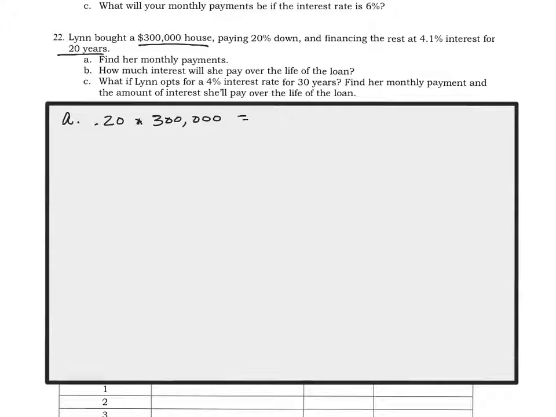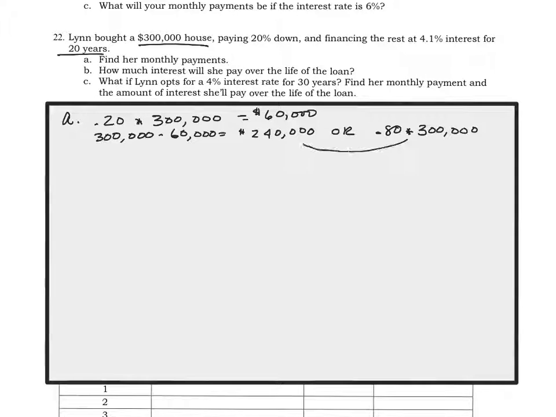Okay, and we get 60,000. And we subtract that from the 300,000. That gives us a loan amount of 240,000. Or we could just simply take 80% of 300,000. Either way, we're going to get that same amount. Okay, so that will be the principal of our loan, $240,000.